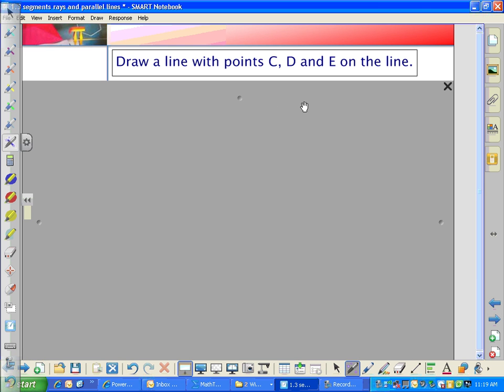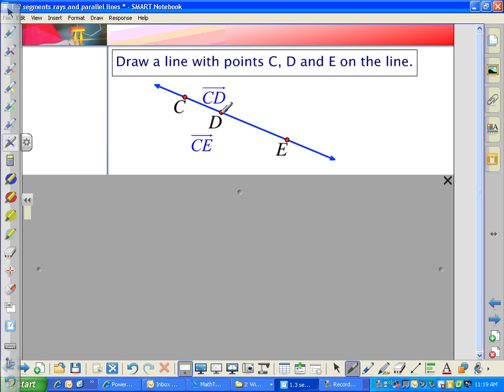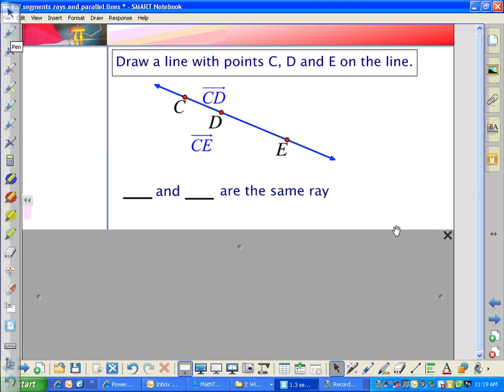So let's actually do some practice figuring out what this might look like. I want you to draw on your paper a line that has points C, D, and E on the line. So hopefully your diagram looks something like this. We have points C, D, and E all on the same line. Okay. Then let's fill in the blank here.